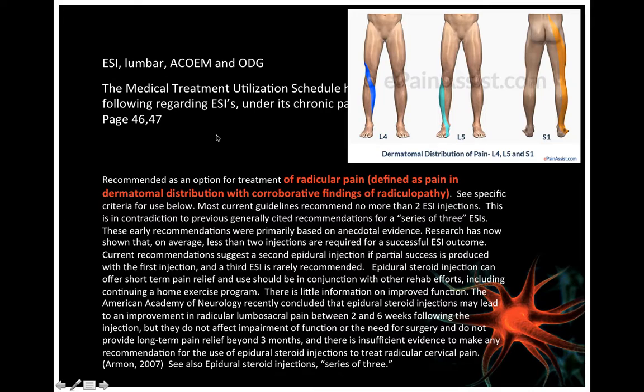Now, the indications for epidural steroid injections. We follow a common MTUS, medical treatment utilization schedule, and the ACOEM and ODG. This is what it says on the medical treatment utilization schedule, and that's a pretty good discussion, and it's not bad. So, epidural steroid injections are recommended as an option for treatment for radicular pain, defined as pain in dermatomal distribution with corroborative findings of radiculopathy. So, first thing we have to have is a diagnosis of or findings of radicular pain.